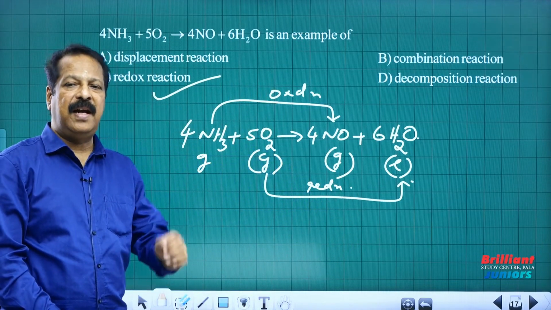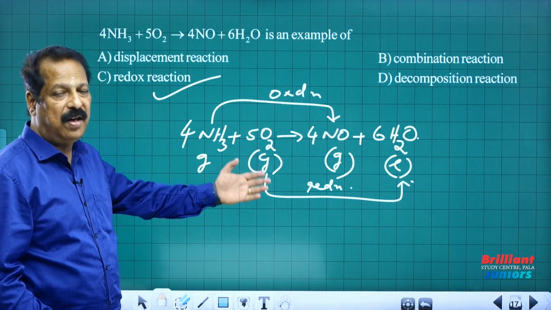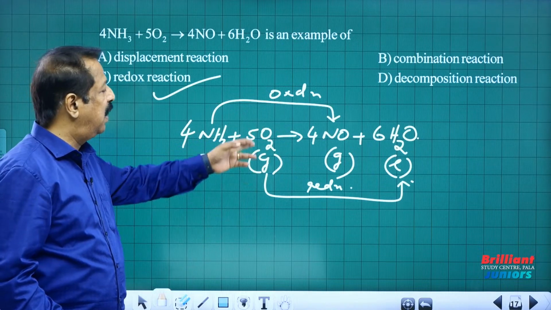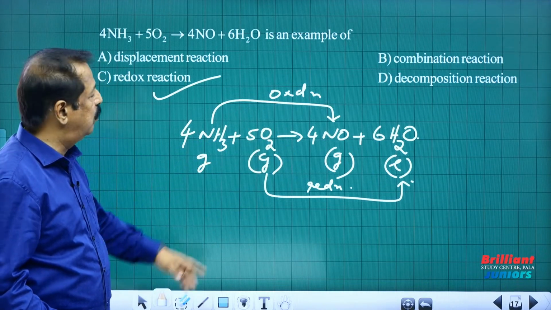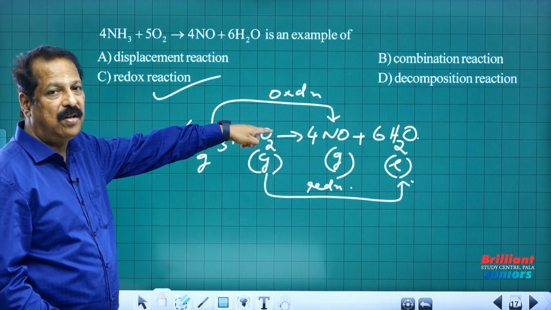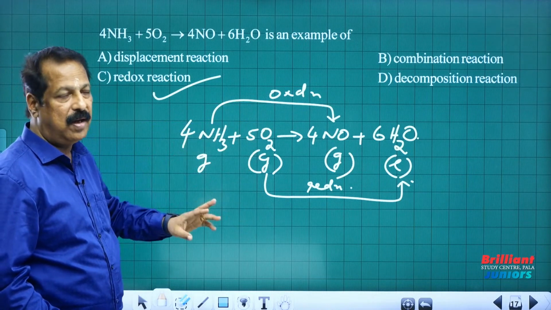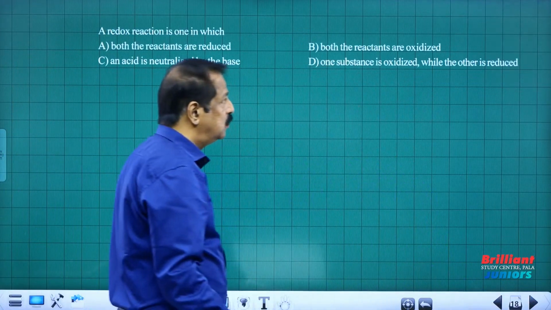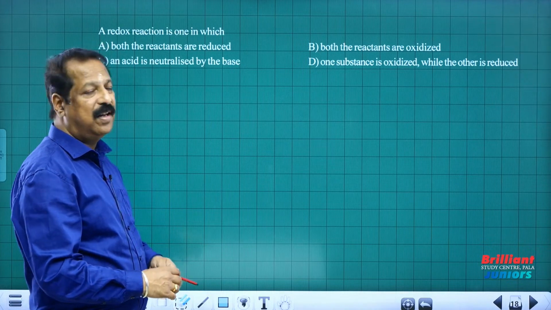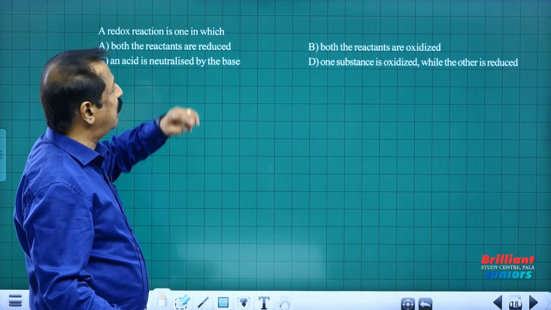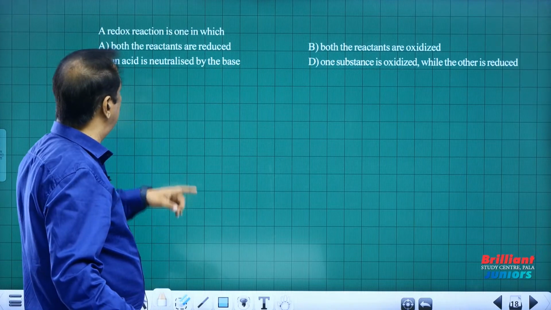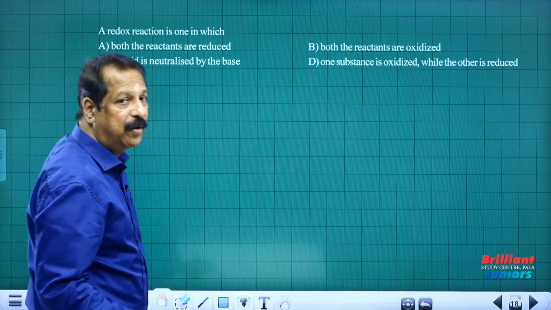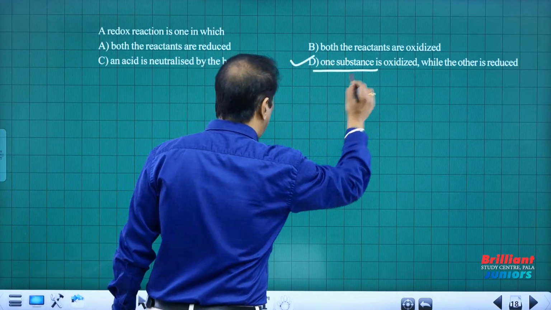So this is an example of a redox reaction. A redox reaction is a reaction in which one reactant has oxidation and the other reactant has reduction. So here ammonia gets oxidized to NO and oxygen gets reduced to water. So ammonia undergoes oxidation and oxygen undergoes reduction. A redox reaction is one in which one substance is oxidized while the other gets reduced. So this is the definition of a redox reaction.